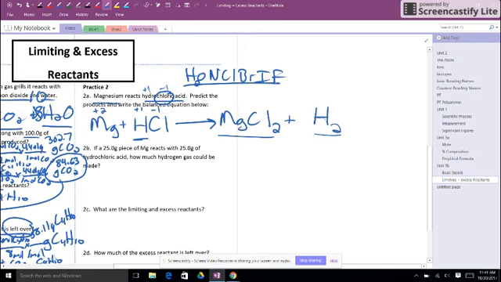Now that I have my products predicted, now I should balance the equation. 1 magnesium, that's good. 1 hydrogen, 2 hydrogens, let's add a 2 here. We now have 2 chlorines and 2 chlorines. Now it looks like we're good.